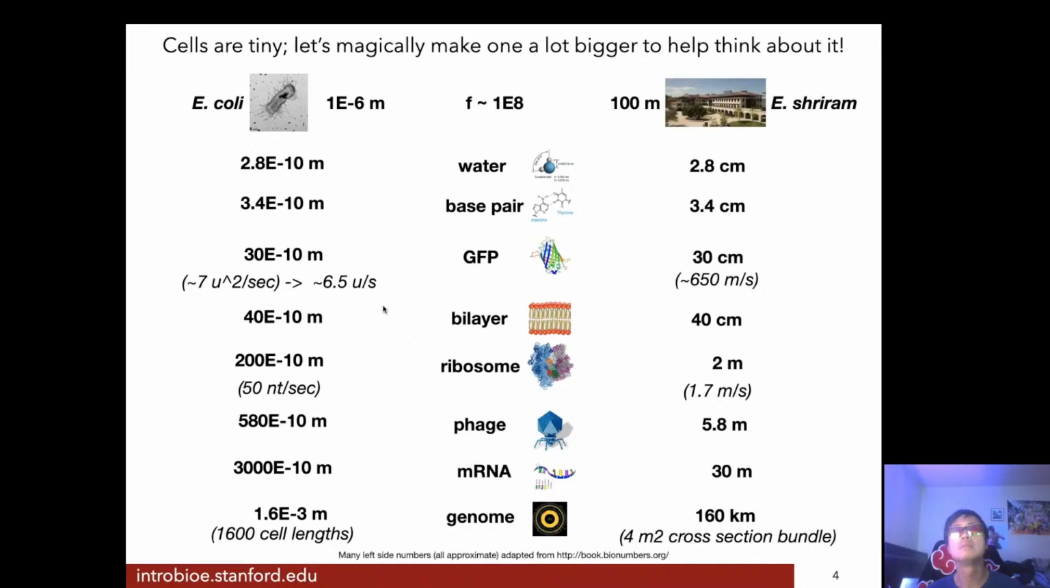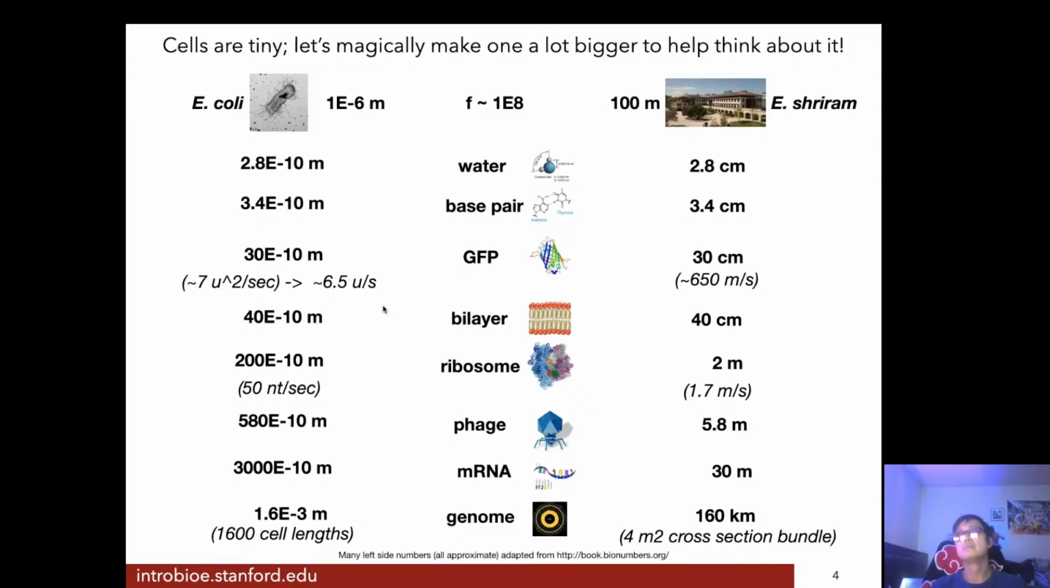Which conveniently is about the size of the bioengineering building at Stanford, which is called the Shriram Center for Bioengineering and Chemical Engineering. And so we're going to call this magic Escherichia Shriram, E-Shriram. Suddenly, it's a lot easier. I don't know about you, but it's going to be a lot easier for me to think about what's going on inside this object. So a water molecule is suddenly 2.8 centimeters.